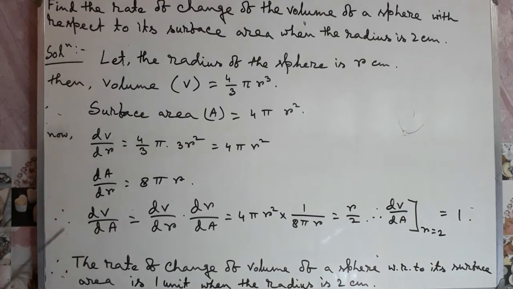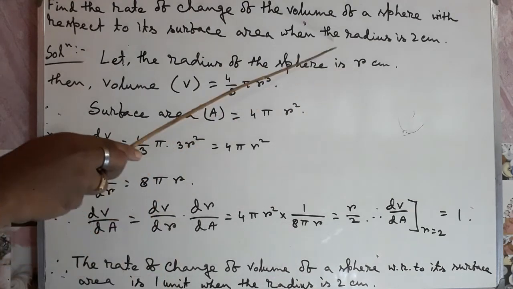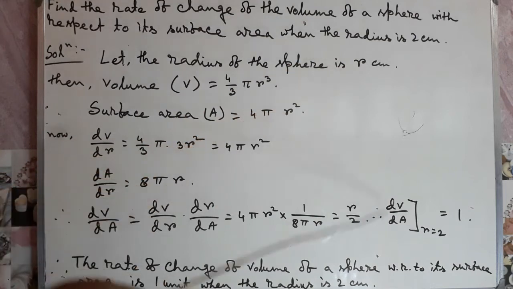Now the change in volume with respect to the surface area, that is dV/dA, is equal to dV/dr into dr/dA. We will get this. Therefore, it is given that r is equal to 2 centimeters. So putting the value of r equal to 2, we will get this: the rate of change of the volume of a sphere with respect to its surface area is 1 unit when the radius is 2 centimeters.